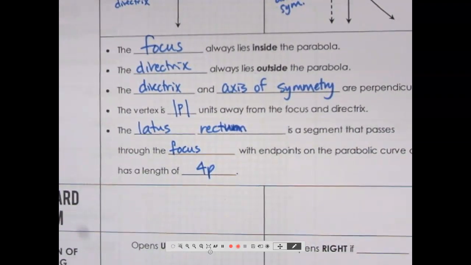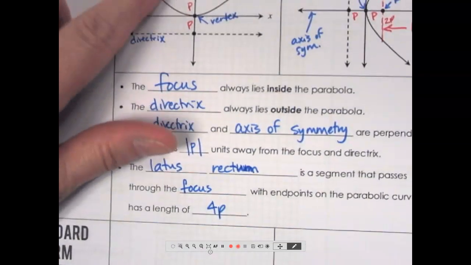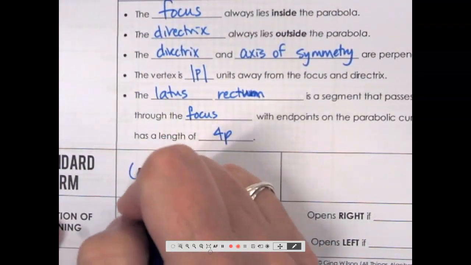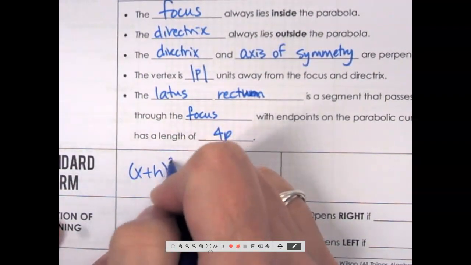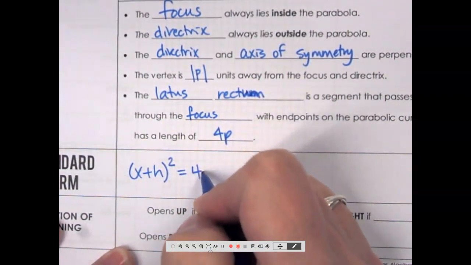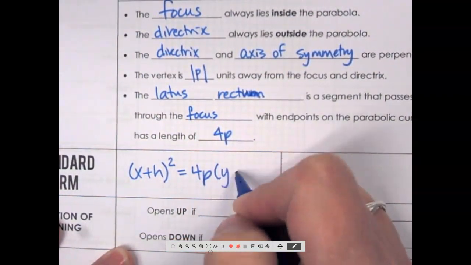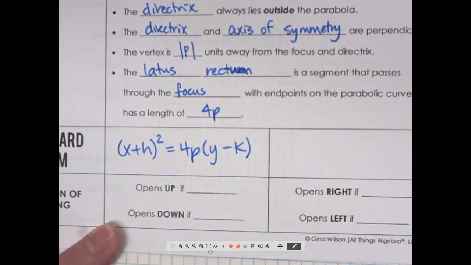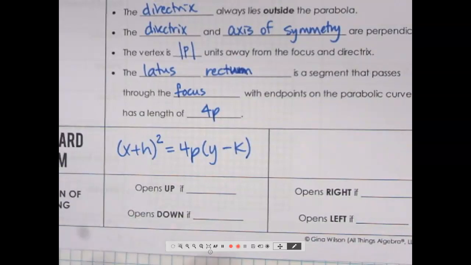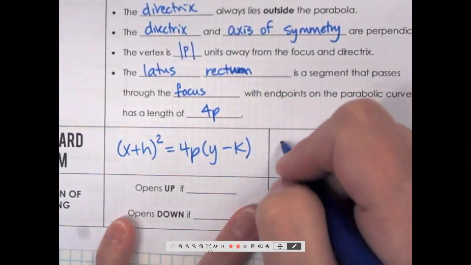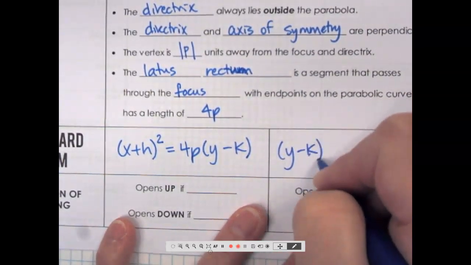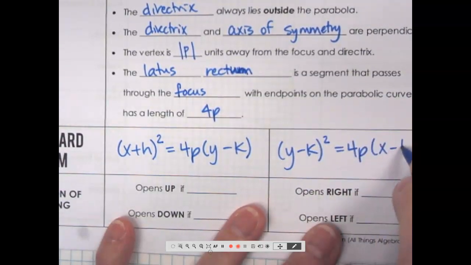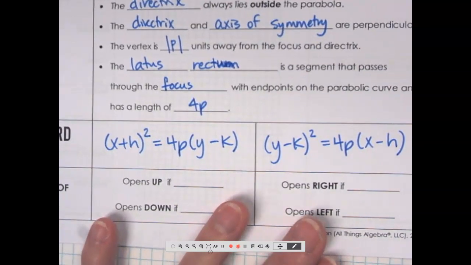All right, so let's put our standard form on here. This is for the vertical, so opening up and down: (x - h) squared equals 4P (y - k). And then if it's a left or right, we call it a horizontal, and that's (y - k) squared equals 4P (x - h).